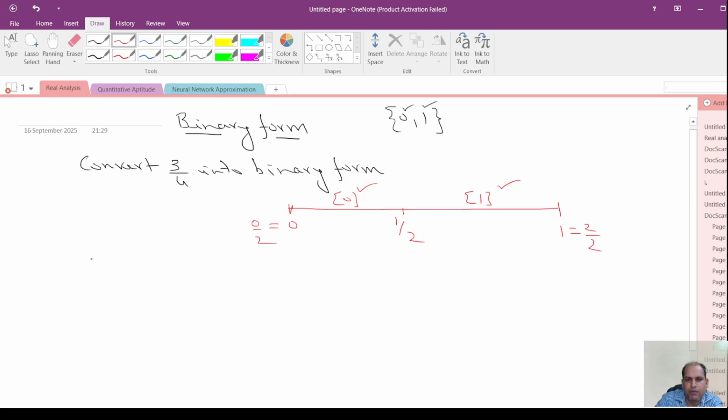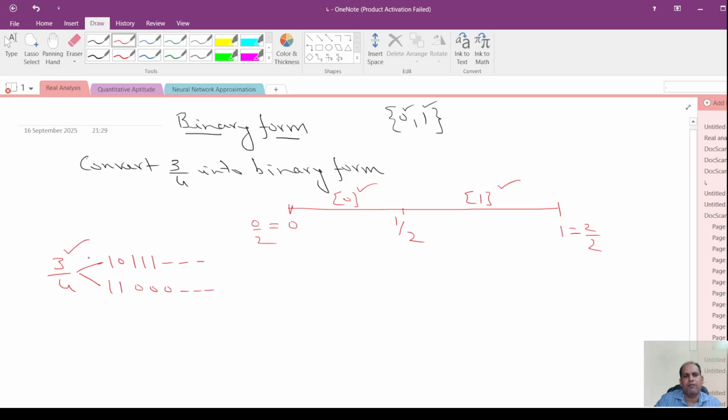Now, where will be 3 by 4? In the first interval or second interval? So, 3 by 4 in binary form has two representations. Why does it have 2 representations? Let me first write those representations. It has a representation as 1 0 1 1 1 with all digits ending in 1, and another one as 1 1 and all remaining digits 0.